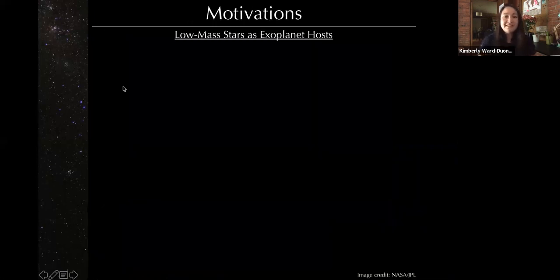Okay, so I'm going to talk a little bit about the motivations for why we should care about the lowest mass stars, these M-dwarfs, as exoplanet hosts. And then later on, I'll talk a little bit about why we should care about brown dwarfs as exoplanet analogs.